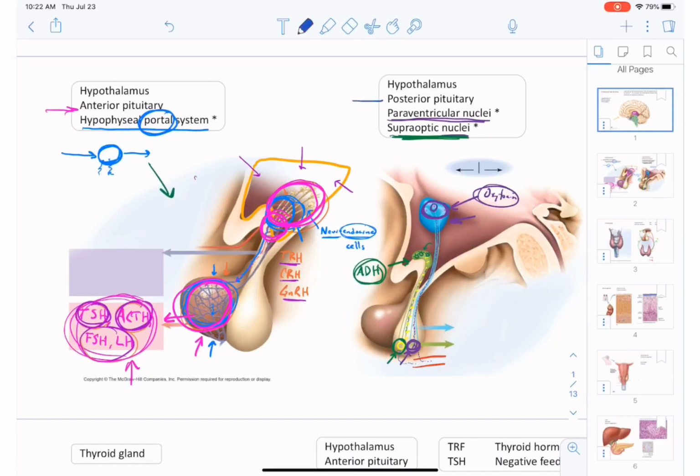And then on the posterior pituitary side of things, stimulation of neuroendocrine cells in the hypothalamus causes action potentials to travel down the axons to the posterior pituitary, and that causes the release of hormones from the posterior pituitary into the blood.